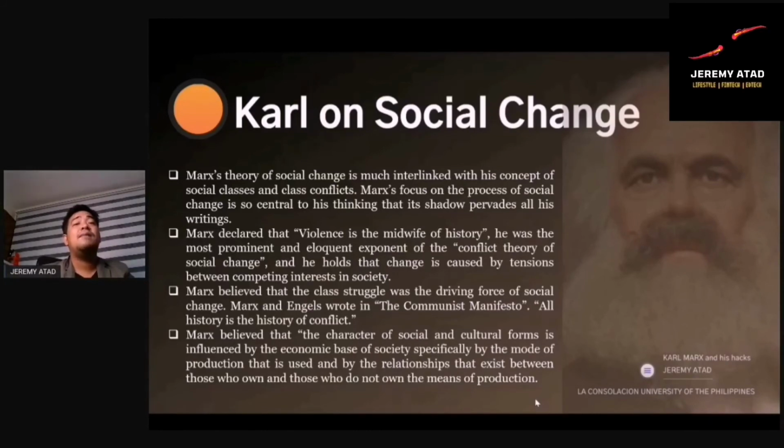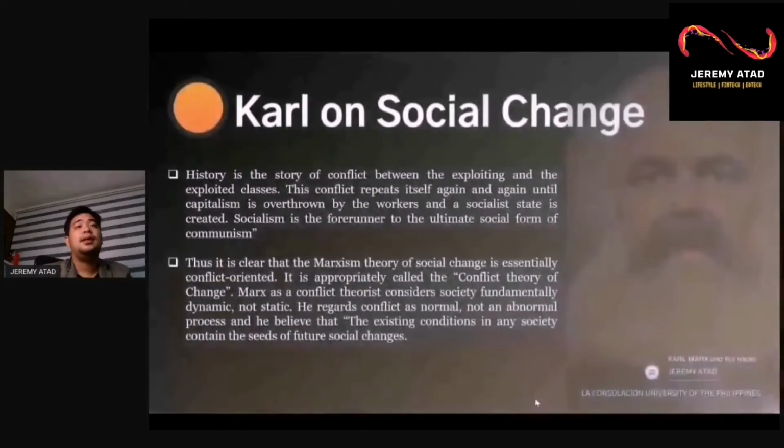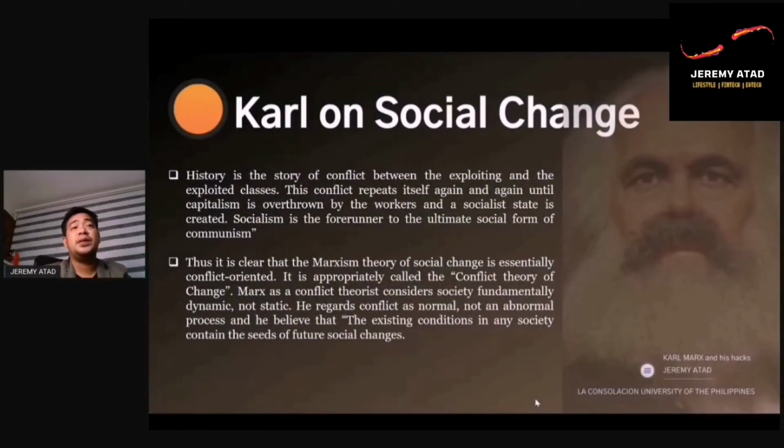Marx and Engels wrote in the Communist Manifesto, "All history is the history of conflict." Marx believed that the character of social and cultural forms is influenced by the economic base of society, specifically by the mode of production that is used and by the relationship that exists between those who own and those who do not own the means of production. History is the story of conflict between the exploiting and the exploited classes. This conflict repeats itself again and again until capitalism is overthrown by the workers and a socialist state is created. Socialism is the forerunner to the ultimate social form of communism.